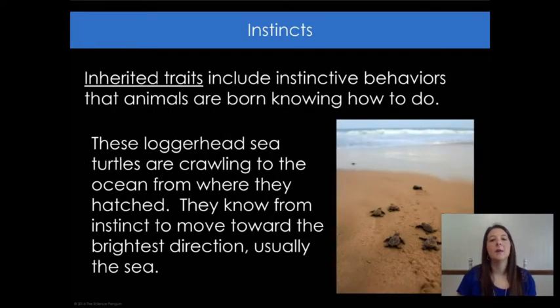So now let's talk about instincts. Inherited traits include instinctive behaviors that animals are born knowing how to do. So these are things that no one has to tell them, they just know to do it on their own. So in this picture, we have some loggerhead sea turtle babies that are crawling towards the ocean from where they hatch. They know from instinct to move towards the brightest direction, which is usually the ocean.